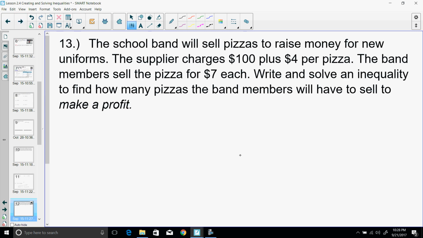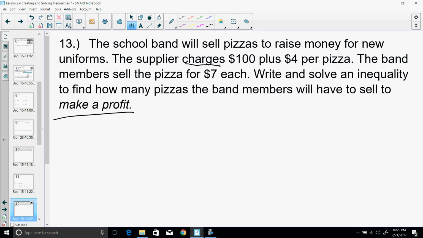Okay, so question 13. And we're almost done. We only got 2 more to do here. It says a school band will sell pizzas to raise money for the new uniforms. The supplier charges $100 plus $4 per pizza. The band members sell the pizza for $7 each. Write and solve an inequality to find how many pizzas the band members will have to sell to make a profit. That's key. They got to make a profit, right? So they want to actually make more money than they spent.